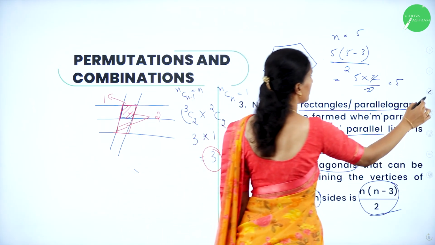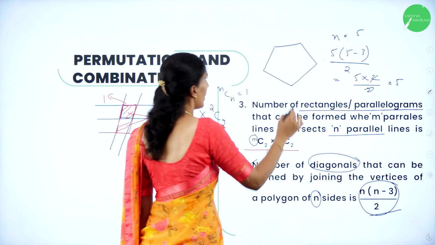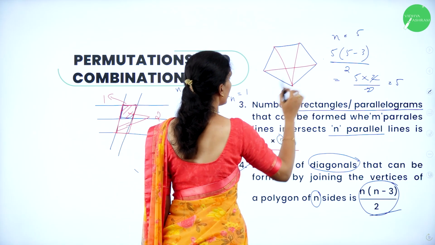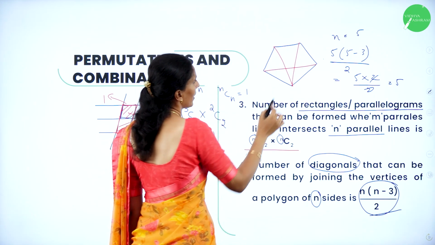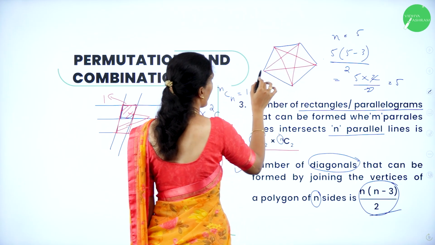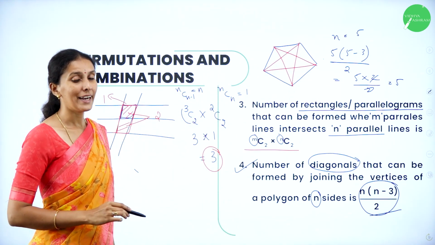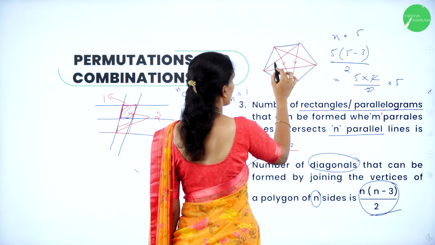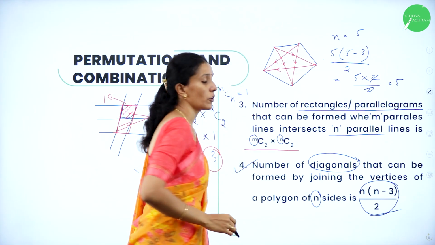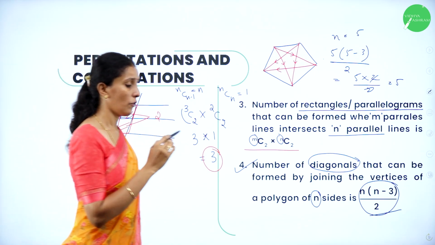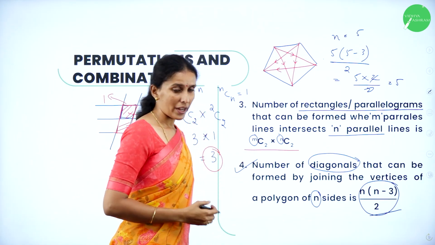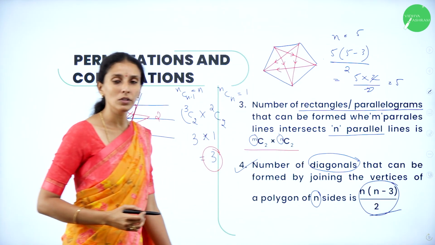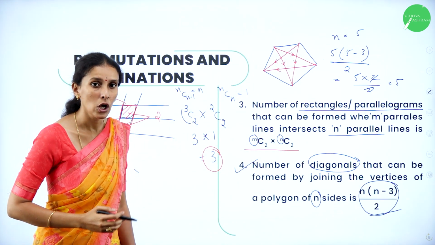Let me check here. So now 1, 2, 3, then where I can join, 4, 5. So I will be getting 5 diagonals: 1, 2, 3, 4, 5. So you will be having 5 diagonals. For all the polygons you can check. So this is the general formula we use to count the number of diagonals in an n-sided polygon.